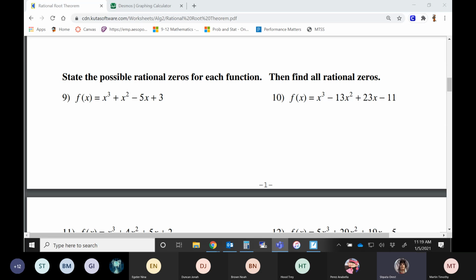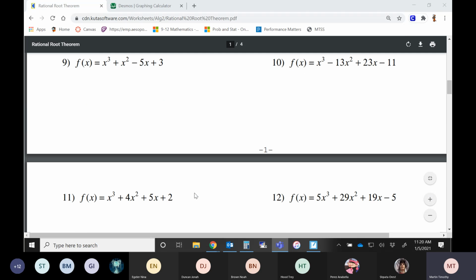Do we do both of them? You are to do only number 9. If you finish number 9, you can go ahead and start working on number 11 because we're going to do number 11 right after that. Okay.